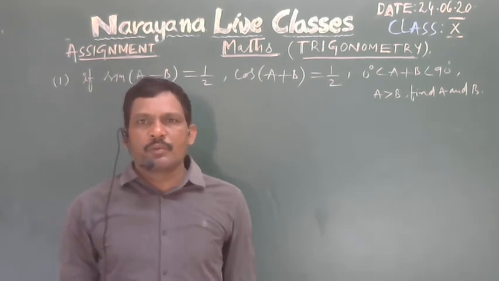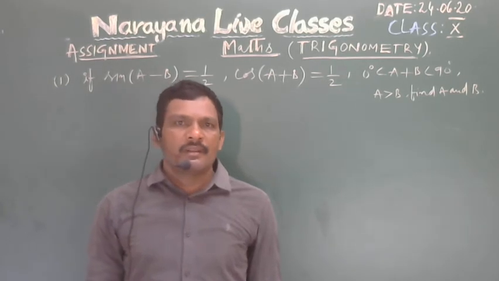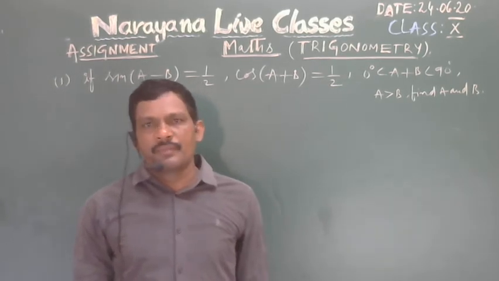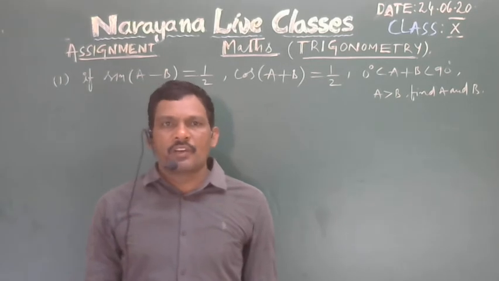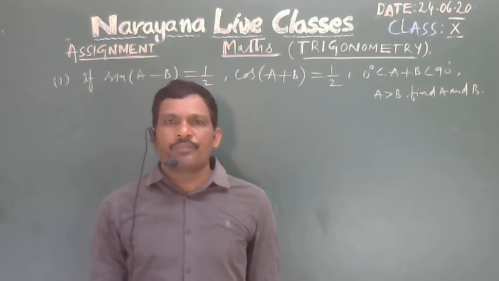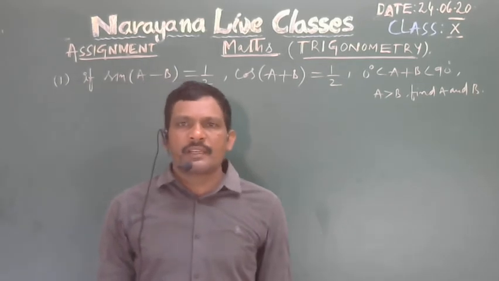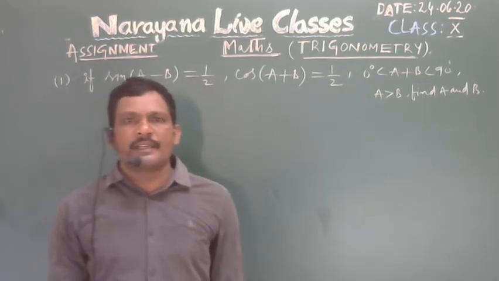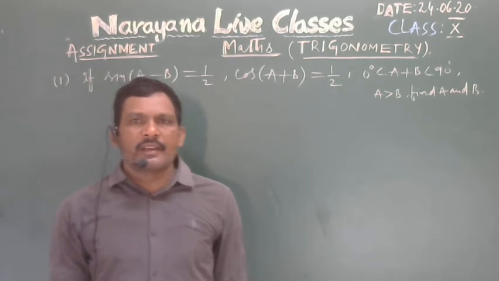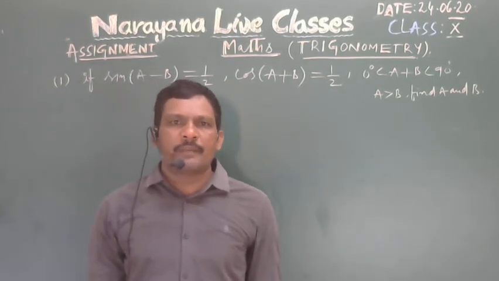Today we will discuss trigonometry assignment number 7. First question: if sin of a minus b equals 1 by 2, cos of a plus b equals 1 by 2, 0 degrees less than a plus b less than 90 degrees, a greater than b, find the value of a and b.